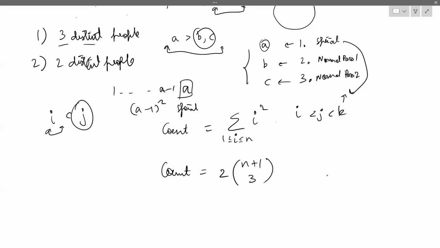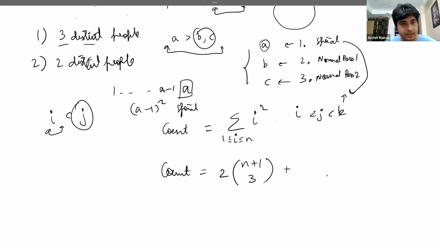Subtract the case when I equals 0. Sorry, we have to subtract the number of cases when I equals 0. No, we don't have to go with those, right? Because you can only have three people or two people.